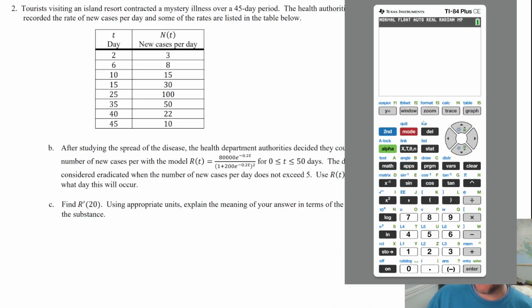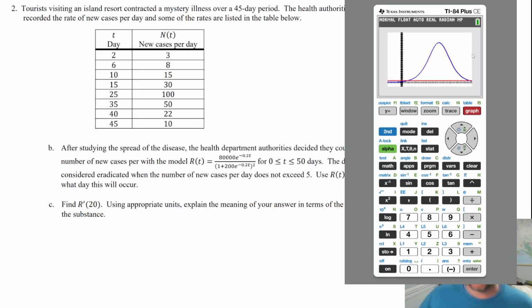So I'm going to second quit. I'm going to zoom. We need to go back to a window that actually has 20 on it. So I'm going to zoom 6 just to get back to 10 by 10. But really, I want to go out to 50. I do probably want to go ahead and go as high as the 125 again. And if you graph that, then we kind of see the whole curve.